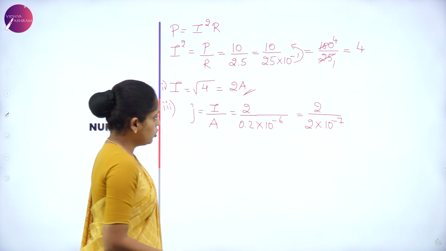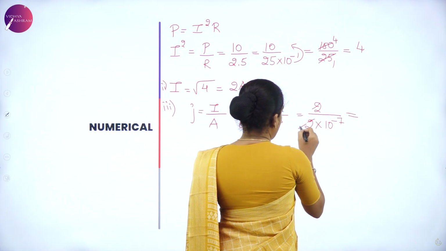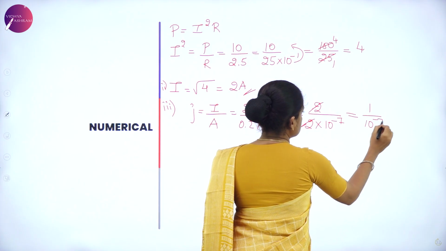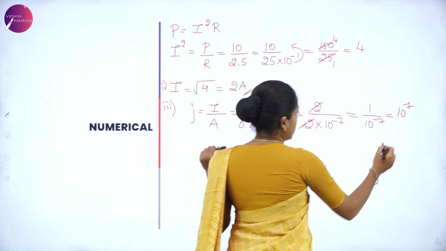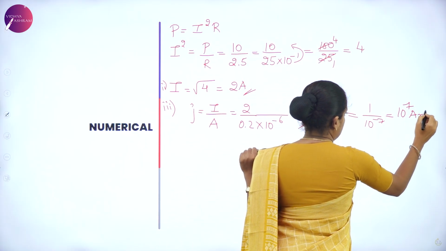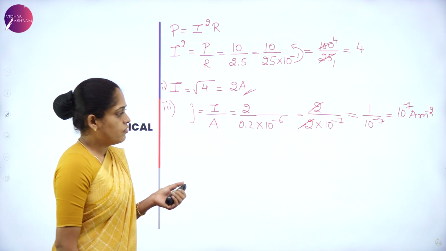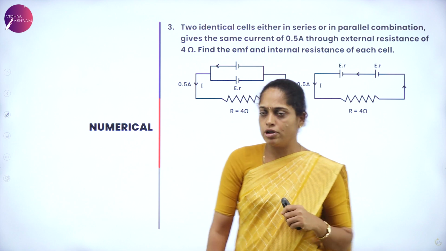Let us write 0.2 in terms of power. So 2 gets cancelled, and the answer is 1 divided by 10 power minus 7, which is equal to 10 power plus 7. And the unit of J is ampere per meter square. So we have calculated all the three quantities given in the problem. Next is the third problem.